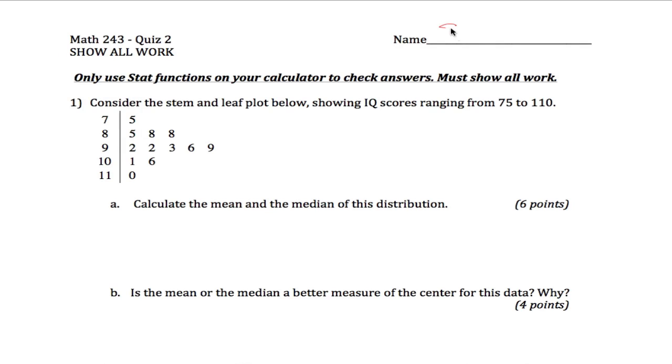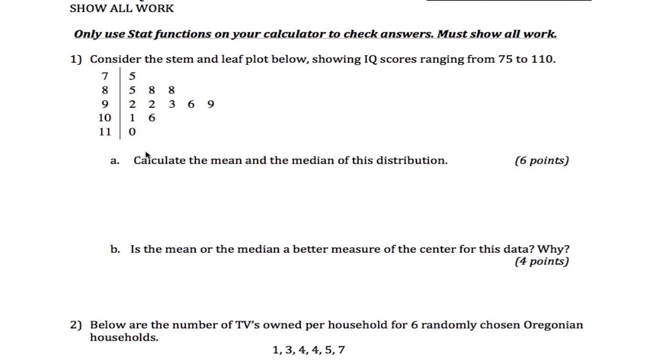All right, here are solutions to quiz 2 for Math 243. In the first problem, we are given this stem and leaf plot, and it says that this observation's 75 and this one's 110. And we're asked to calculate the mean and the median.